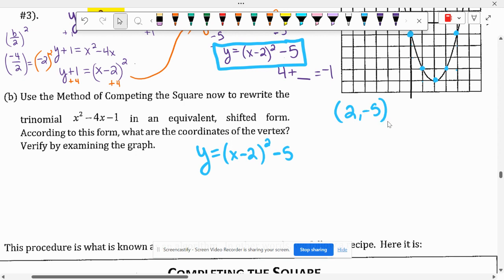So this procedure that we just did is an algorithm. In other words, we follow a recipe. And here it is.